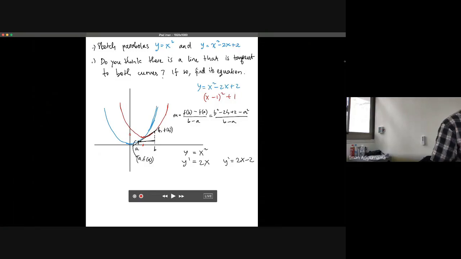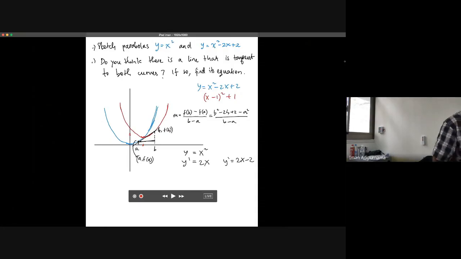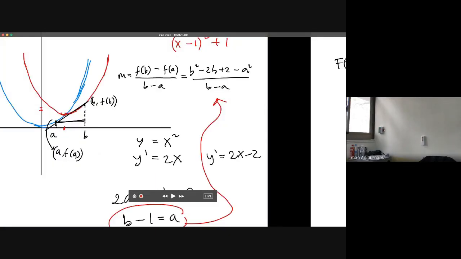You are thinking, this is not the same, right? Remember, the tangent at every point here will be different. So it is better if we say that 2a is equal to b minus 2. So b minus 1 is a. And substitute this into the equation. So substitute this b minus 1 to here, and you get some solution.